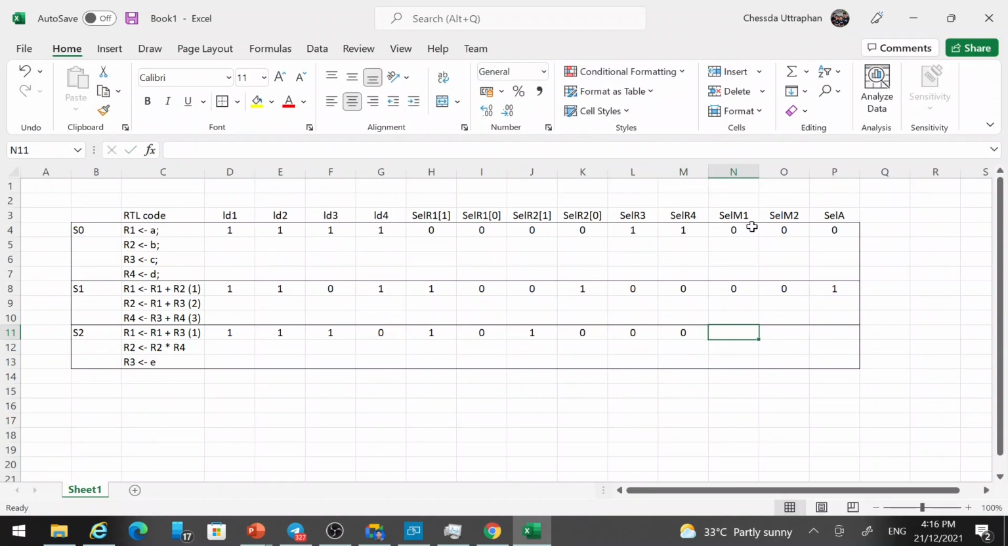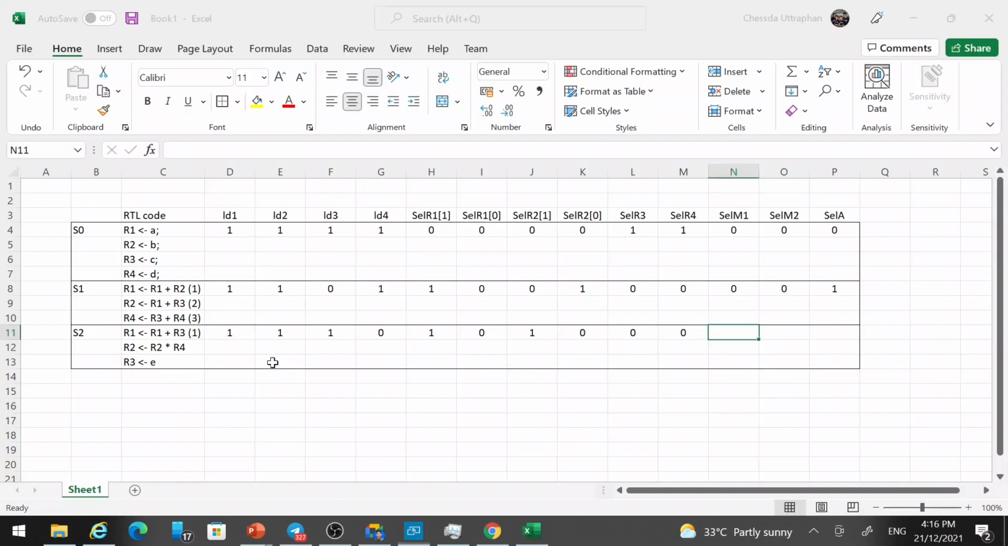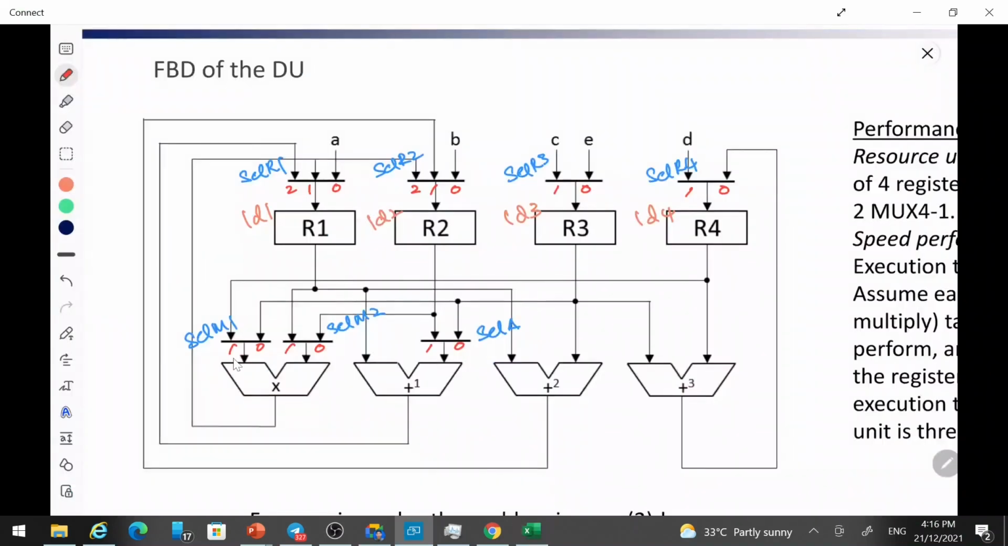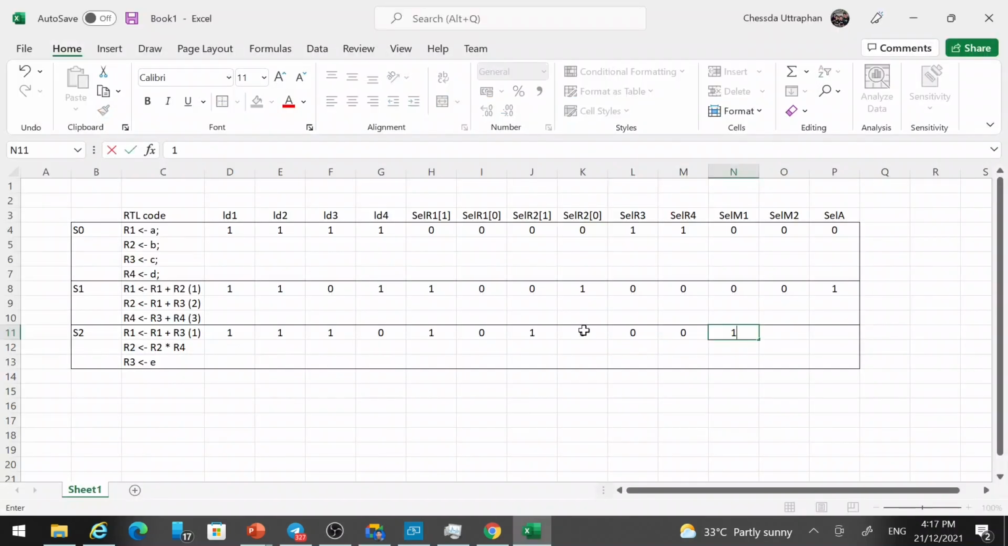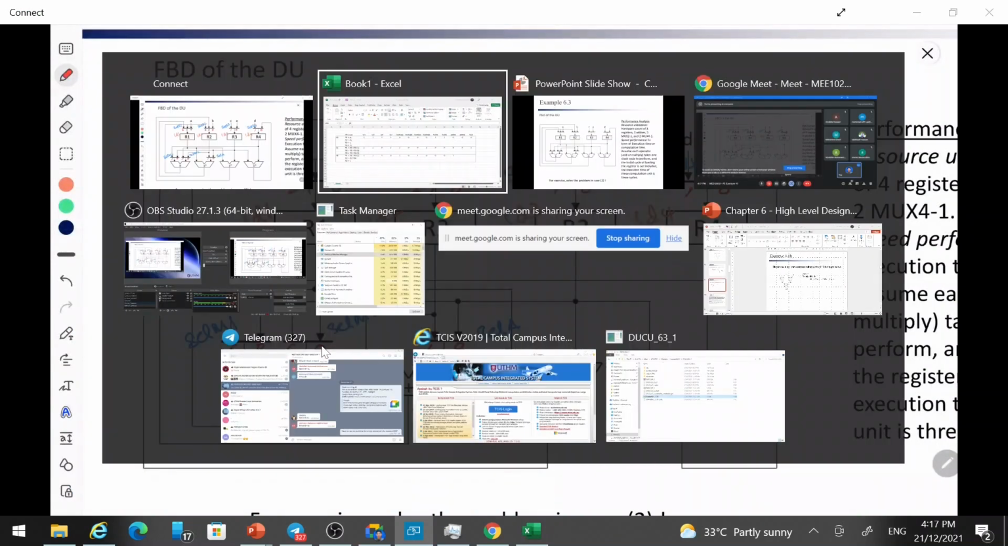SEL M1, M2, this is important because we want to have this operation R2 multiplied by R4. So here, look at the line, we have R4, so we need to have 1 here. And this one should be R2. So what is R2? This one is R2, so it should be 0.